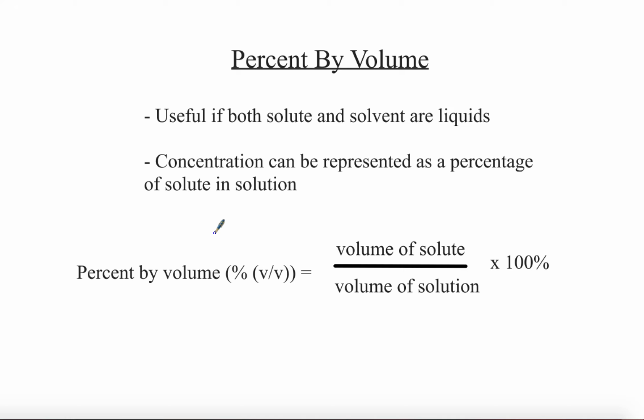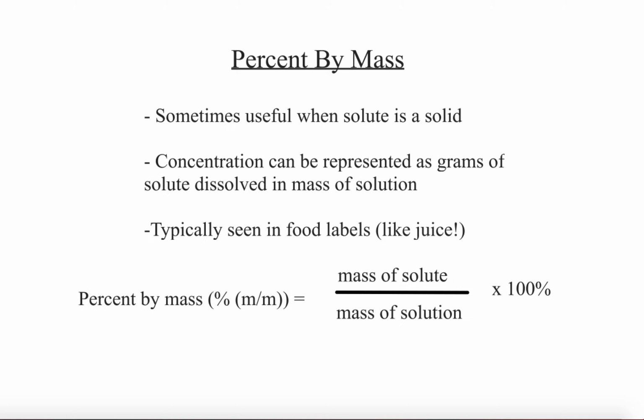This is useful when both the solute and the solvent are in the liquid state, and we could just represent the concentration as a percentage of the solute in solution. So the percent by volume is given by the volume of the solute divided by the volume of the solution times 100 to make a percentage. It's going to tell you, okay, if I have this many milliliters, liters of the solute, and I have this volume of the solution, what percentage does the solute compose out of my entire solution? Pretty simple. And on the other hand, we have percent by mass.